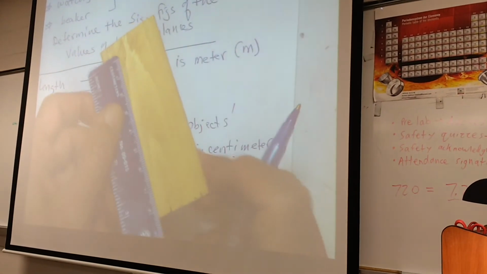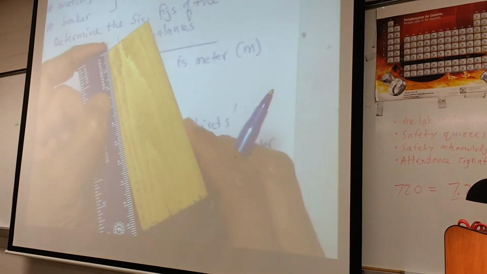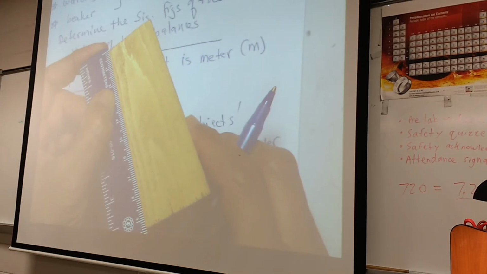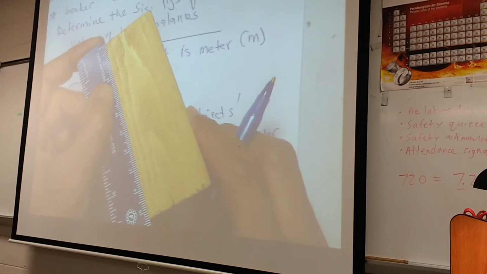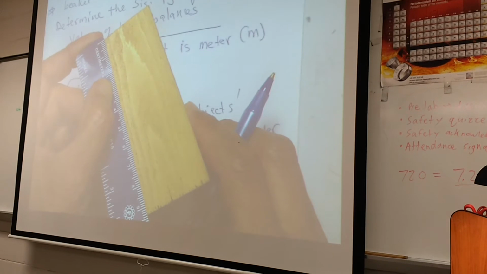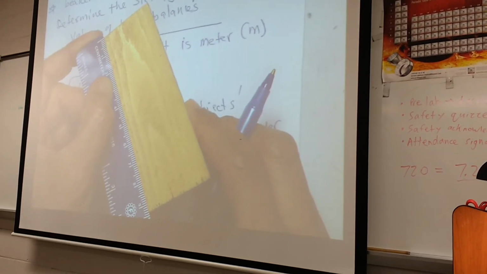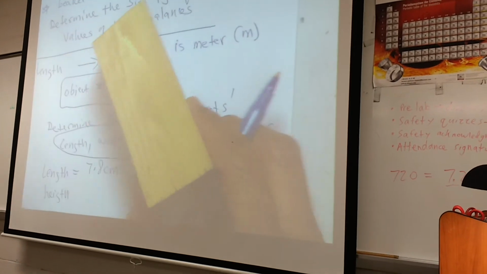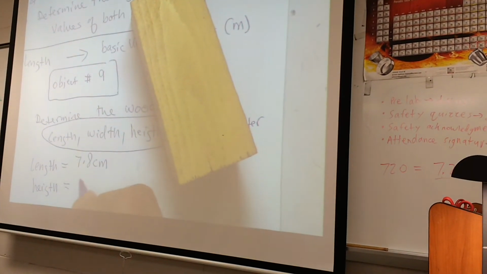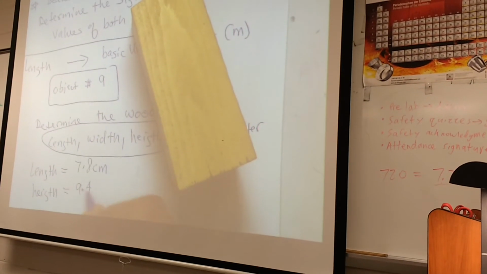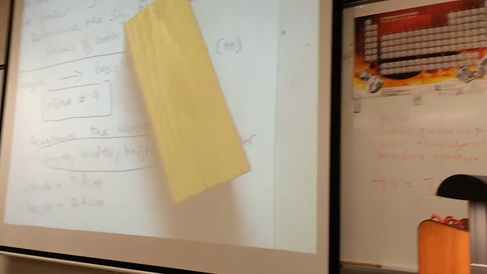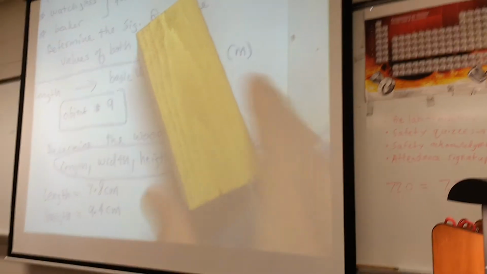Can you see it? Yeah. Now I'm trying my best. As I said, it's very crude. How much is it? 9 point what? 5, less than 5. 9 point what? 4 I read. So it is 9.4 centimeters.